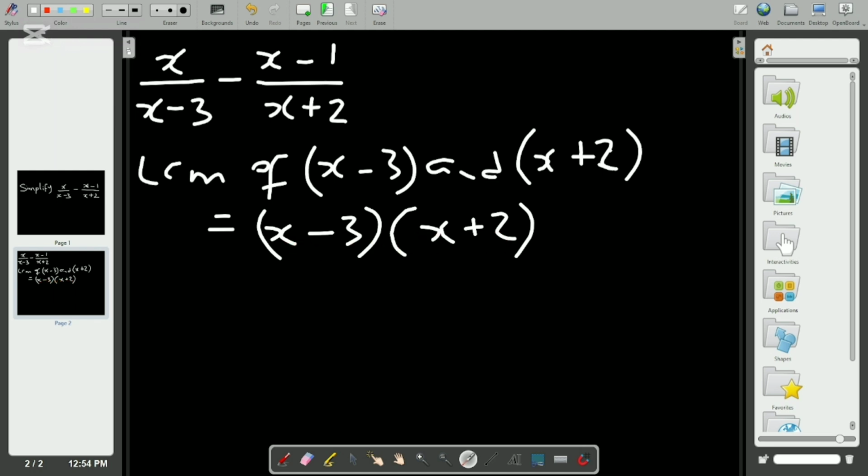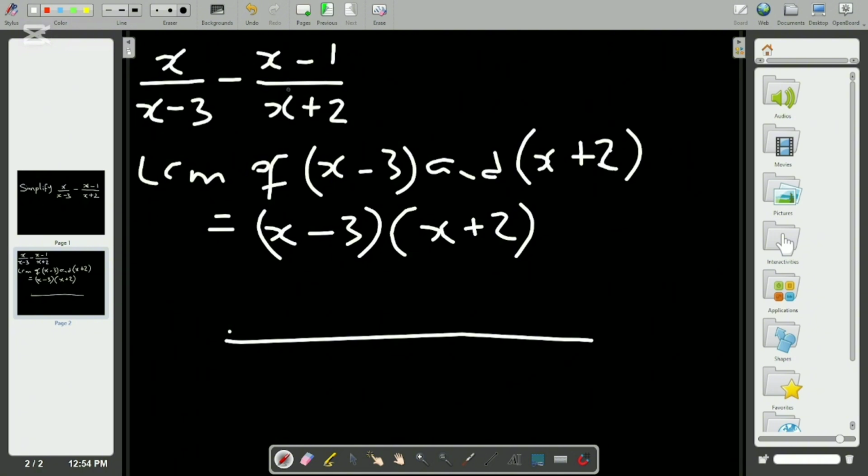Now what you will do is to rule a straight line, because we are trying to combine these two fractions. Let's just combine these two as one. Let's bring them together as one. So now since we found the LCM is this.